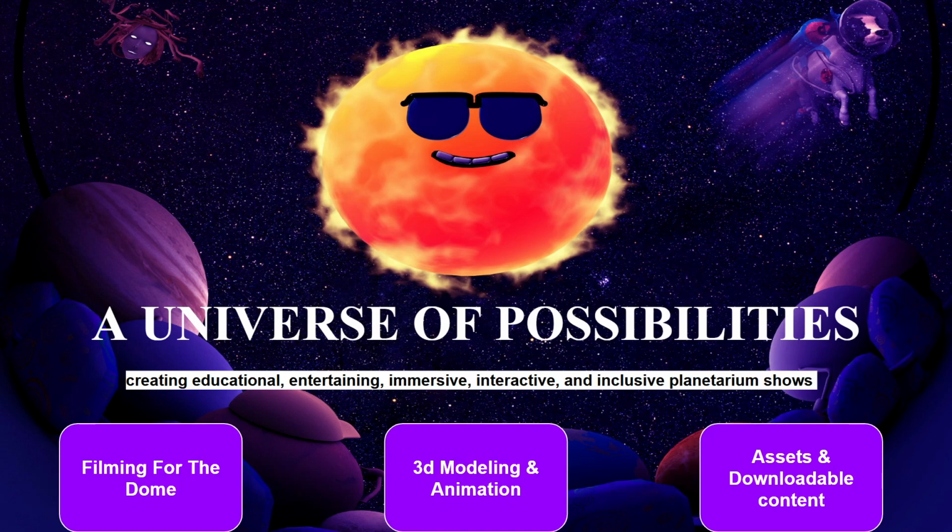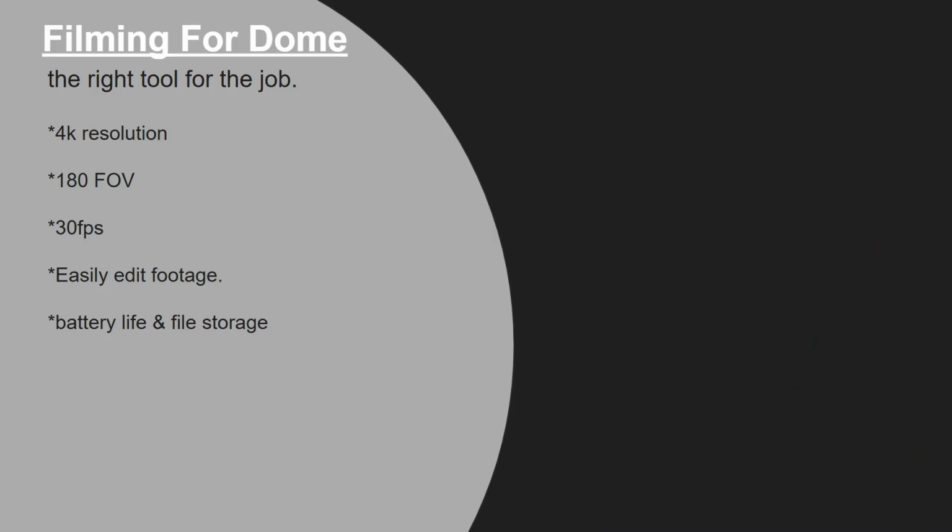We shoot footage with a camera. We make 3D models and animation, and then we use a bunch of assets and downloadable content. So filming for the dome, for us, we need 4K resolution, and it needs to be able to create at least 180-degree frames at 30 frames per second.